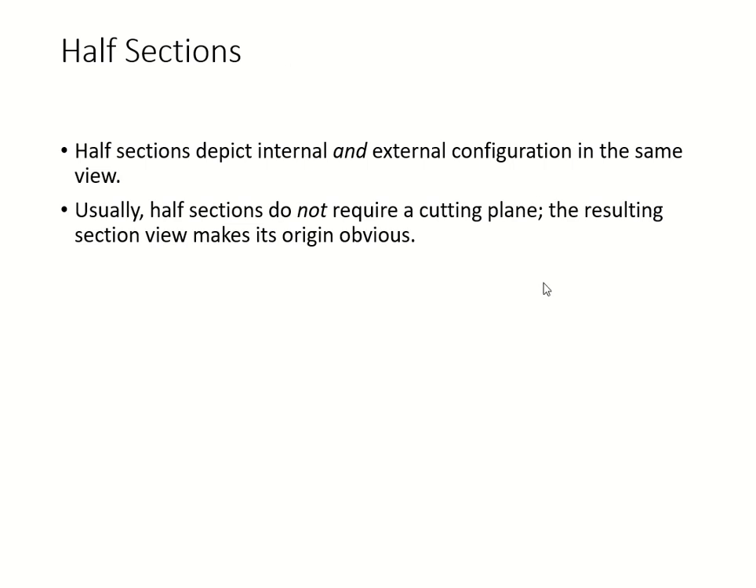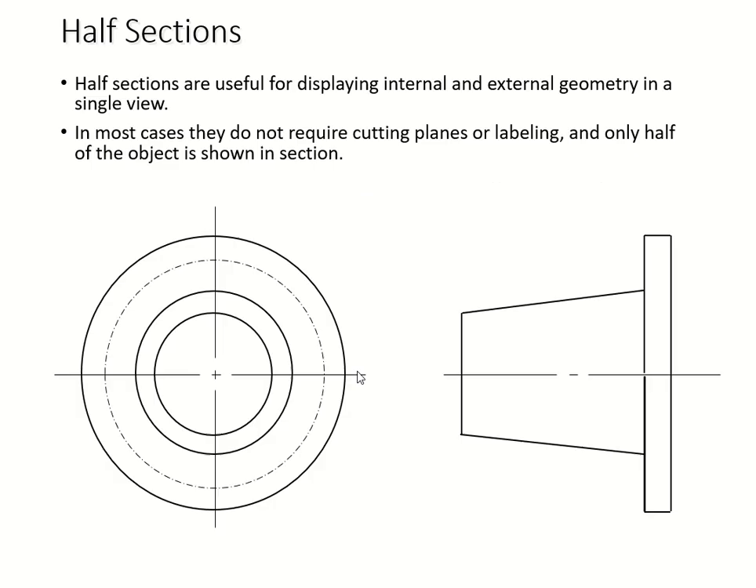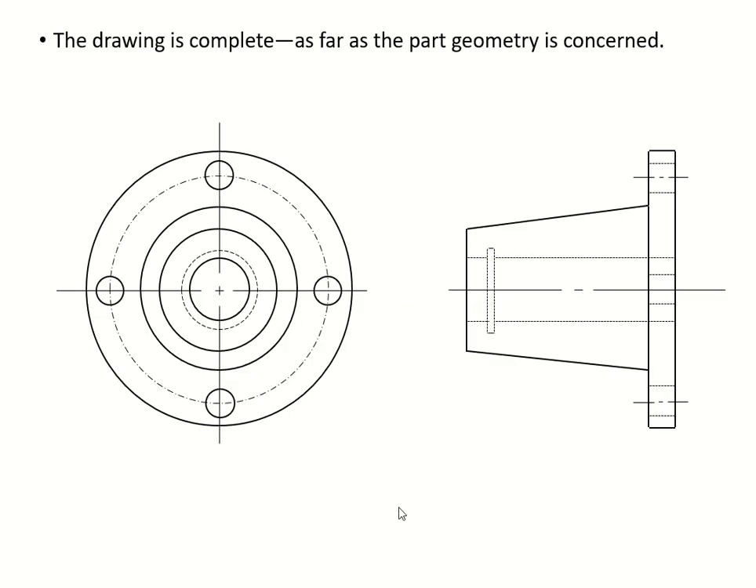For half section, we don't need the cutting plane like you have seen in your full section view. That's because, I'll show you later, your section view makes it easy to spot your origin. But let's see. Half section is only half of your object. So let's see now how we're going to cut it. Right now, here you are able to see the internal features of that.